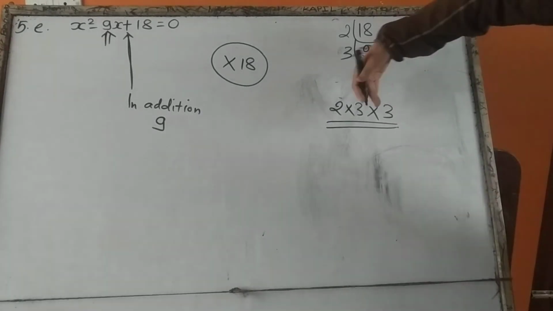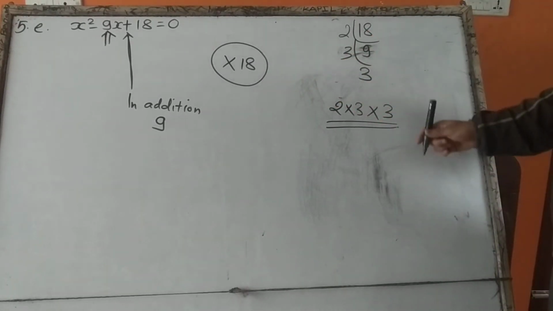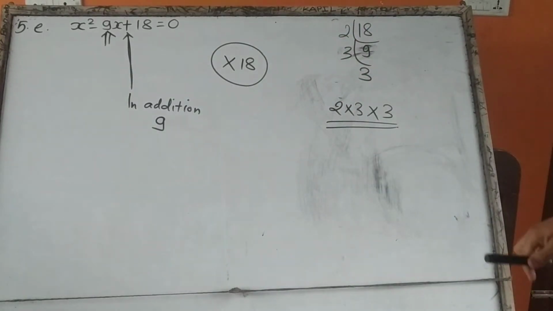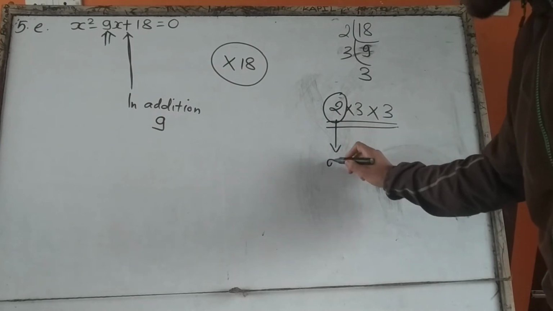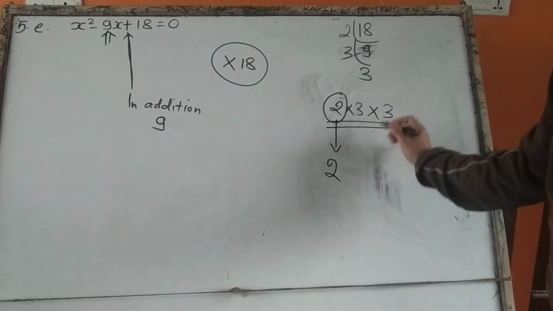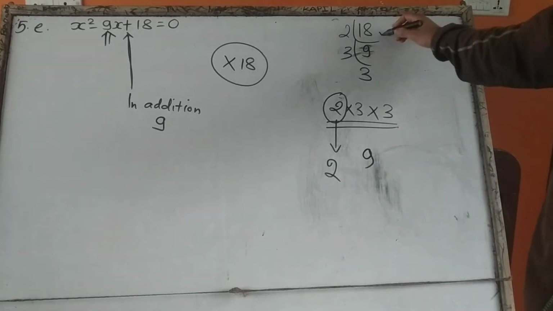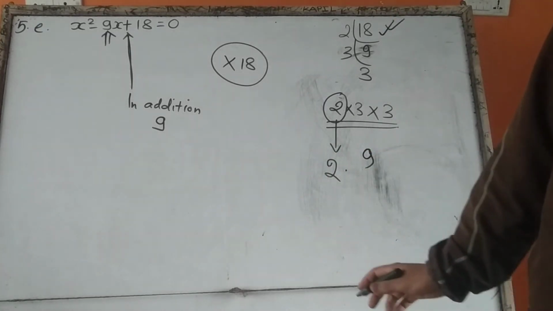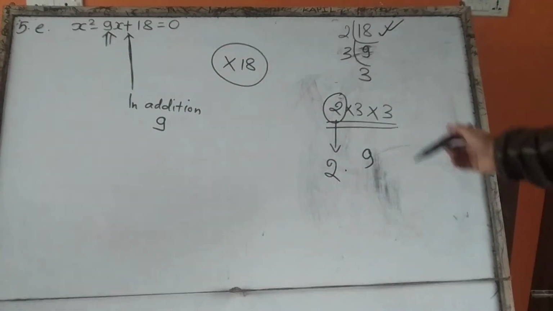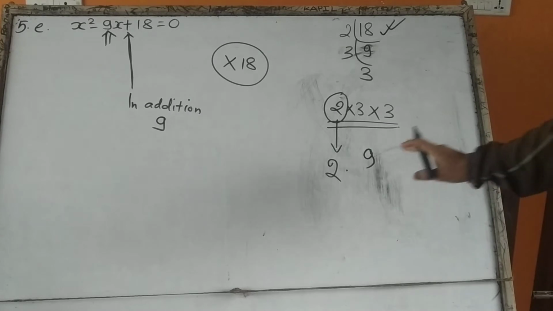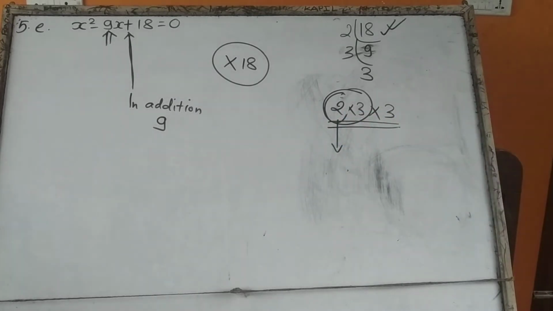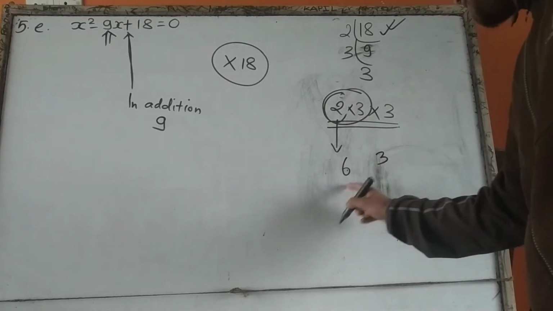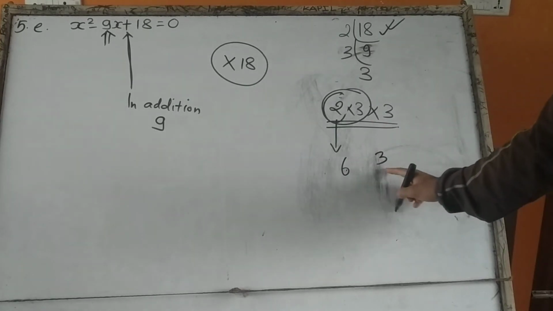We have to split these numbers into two groups, which give us 18 on multiplication and 9 on addition. How can we split? For example, let's take 2 as one group and 3 into 3 as the other. Three threes are 9, two nines are 18. It is correct, but 9 plus 2 is 11, and we need only 9. So this group of numbers is not suitable. Let's try another one: 2 into 3 is 6, and 3. Six threes are 18 and 6 plus 3 is 9.